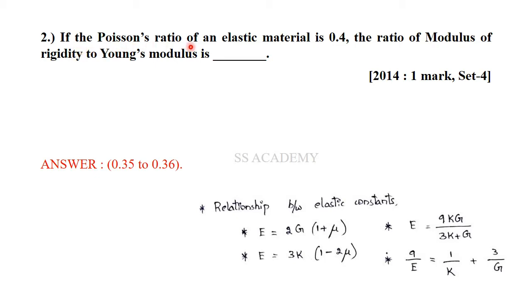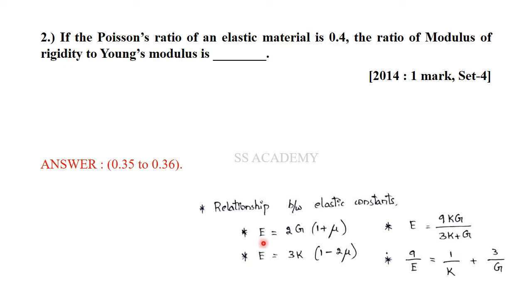If the Poisson's ratio of an elastic material is 0.4, the ratio of modulus of rigidity to Young's modulus is? They have given mu, that is Poisson's ratio of an elastic material, and they have asked the ratio between G, the modulus of rigidity, and Young's modulus E. First, we must know the different relationships between elastic constants. These are constants derived through experiments. This question was asked in GATE 2014, 1 mark, set 4. Okay, let us know the relations.